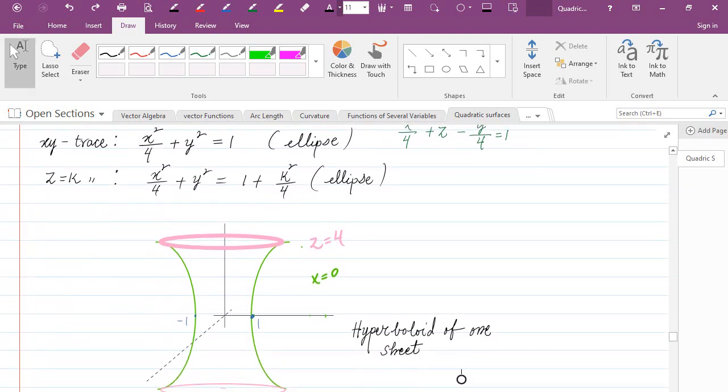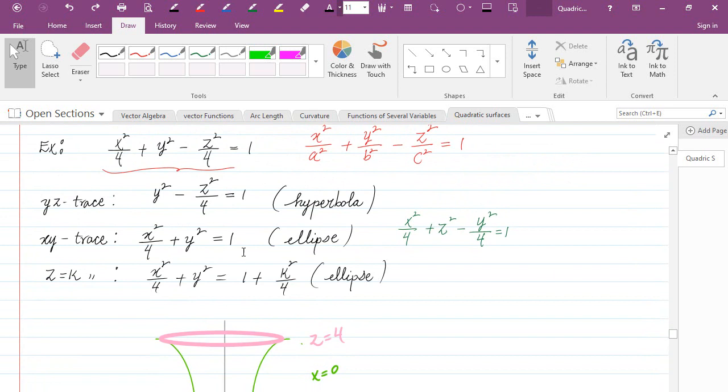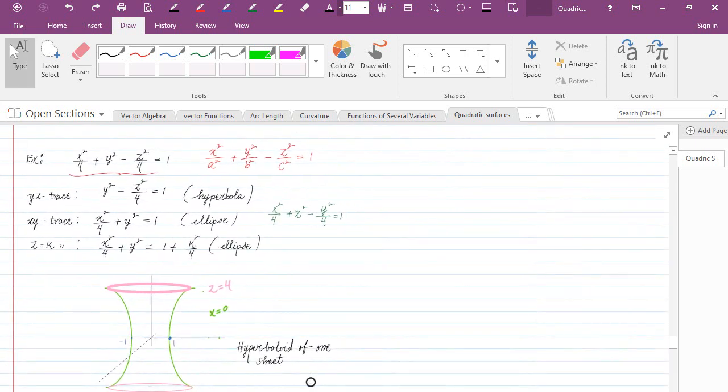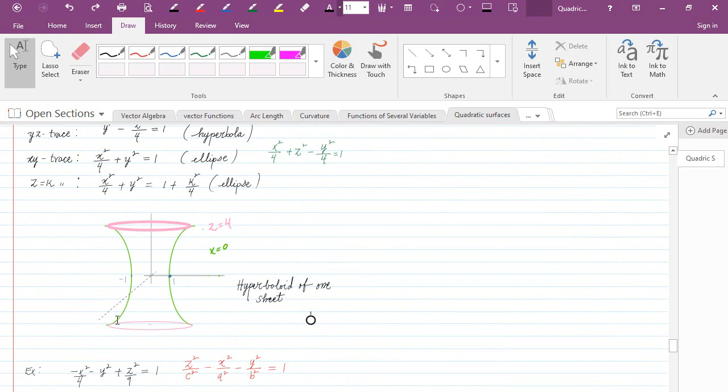So remember, the green curves are the yz trace. That is, the green curve here is the hyperbola here, and the pink ellipses are the traces in planes like this. So then you can see what is the graph of this equation. So you get a surface that looks like this. It kind of looks like, I don't know if you guys have seen nuclear power plants. The surface of a nuclear power plant looks like this, and this is called a hyperboloid of one sheet.